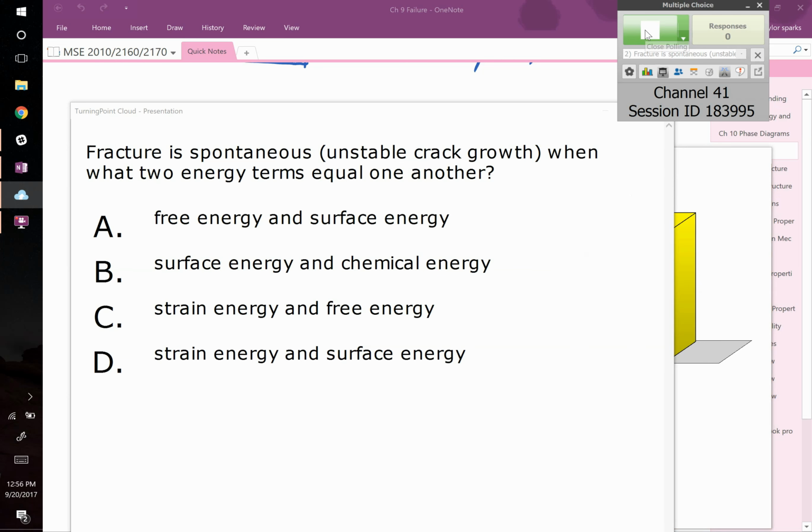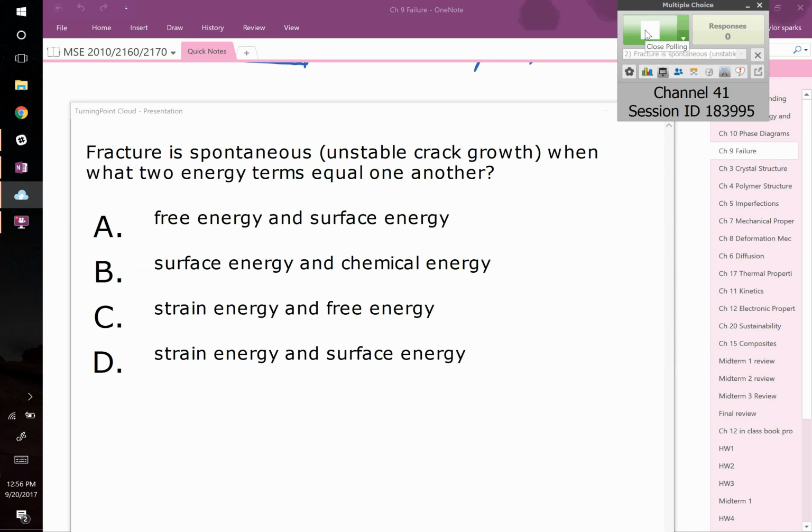Okay, let's do the next one. Fracture is spontaneous, meaning that the crack growth is unstable. It's going to happen on its own without having to mess with it. When what two energy terms are equal to one another? Free energy and surface energy, chemical energy, strain energy and free energy, or strain energy and surface energy.